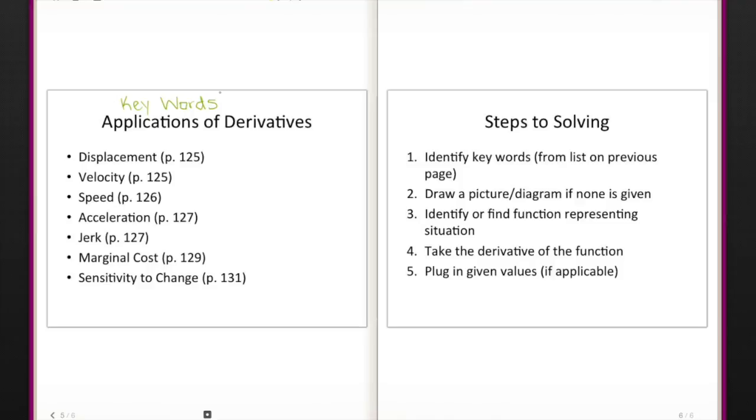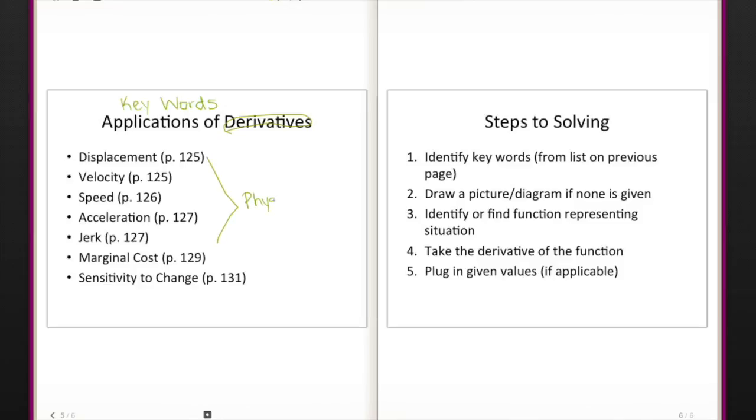So here are some of the keywords in a word problem that are going to tell you that you're working with the derivative. If they're asking for these types of words, you're looking for the derivative. I've also put down the exact page number of where the examples are. So if you're looking for example problems on a specific topic, you know exactly where to find them in your textbook. This should be helpful when you're doing your homework.